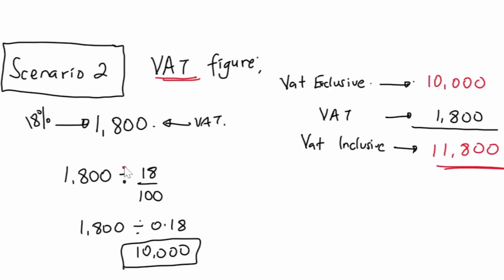You're going to divide it by the 18% because it's represented by 1,800. Why are we dividing by 18%? I am going to prove it. I am going to show you how we come to this step mathematically towards the end of this video. Let me first give you the overall picture. So that is scenario 2, when we just have this VAT figure.